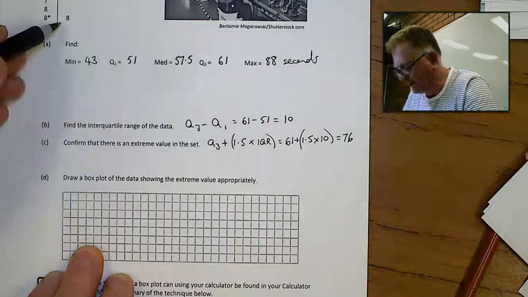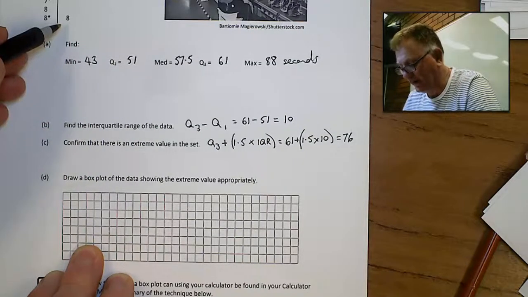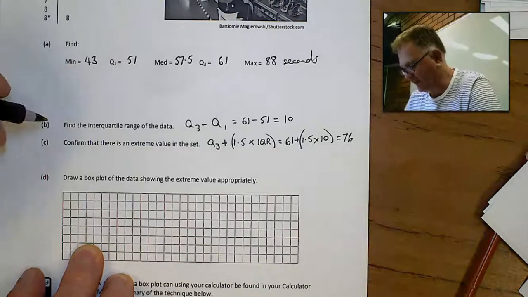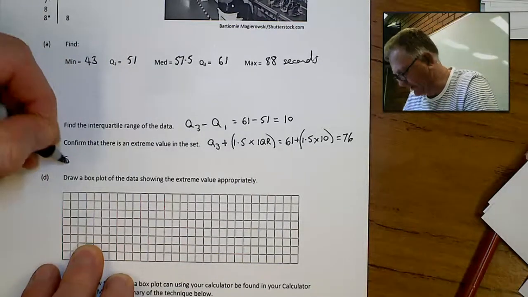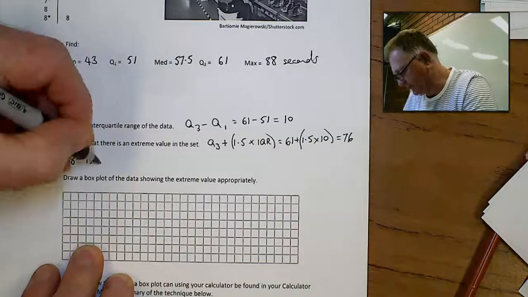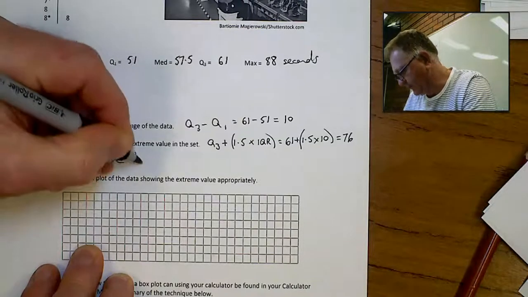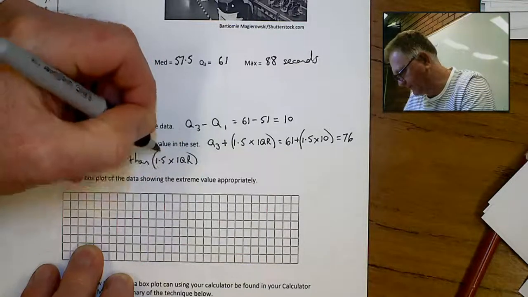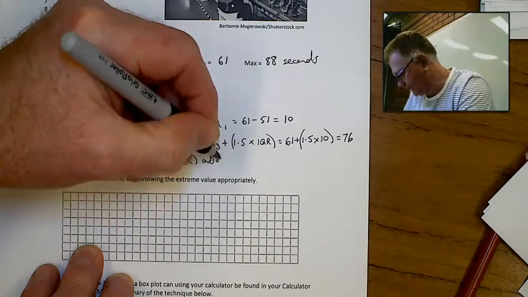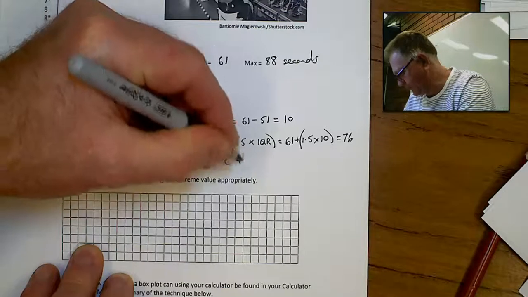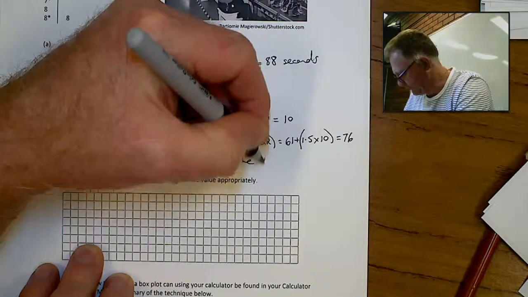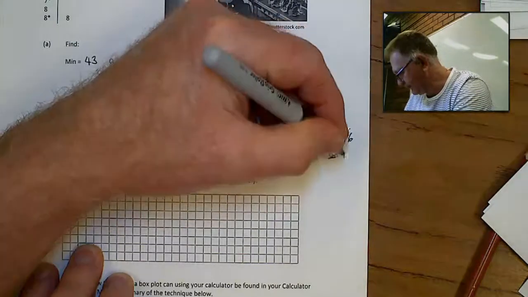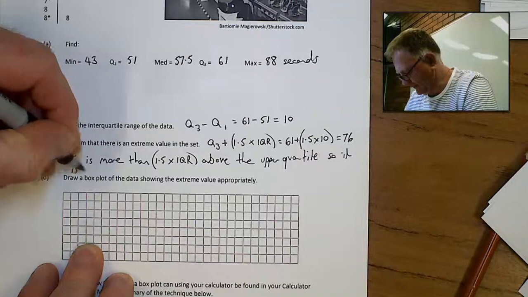Now, this score of 88 is well outside that range, so it's definitely an extreme value. So we just have to say 88 is more than 1.5 times the interquartile range above the upper quartile. So it is an extreme value.